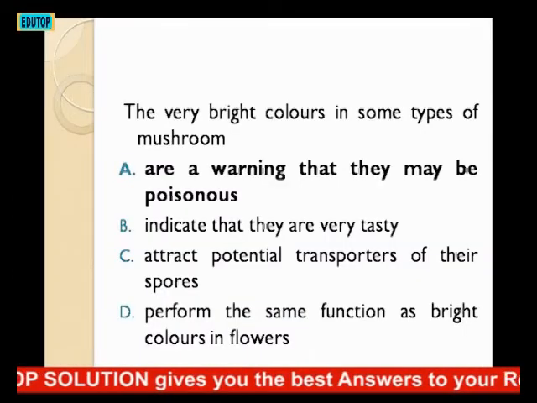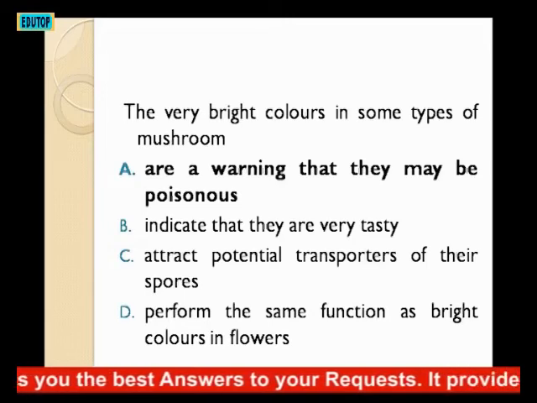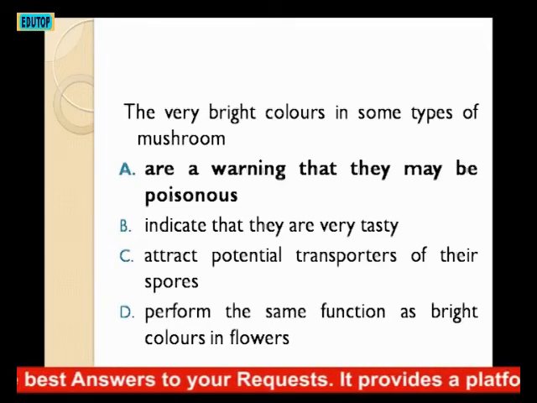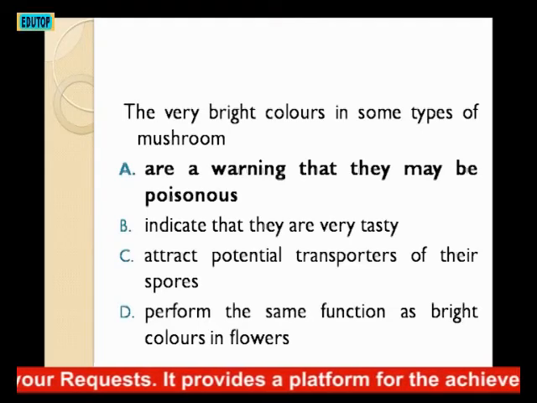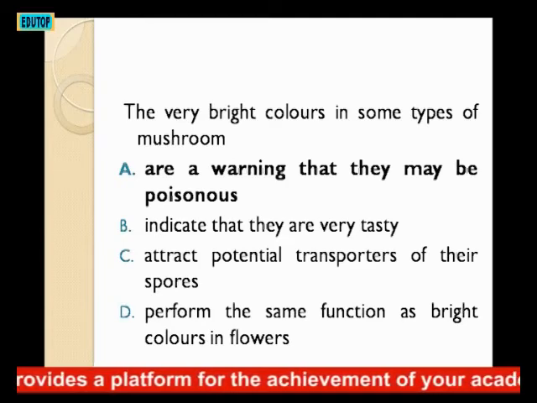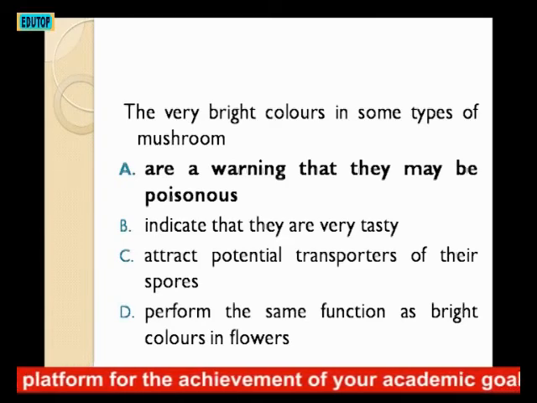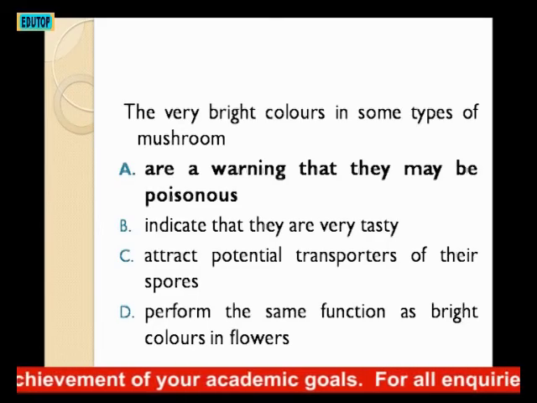The next question. The very bright colors in some types of mushroom suggest that what? A. They are a warning that they may be poisonous. B. They indicate that they are very tasty. C. They attract potential transporters of their spores. D. They perform the same function as bright colors in flowers.